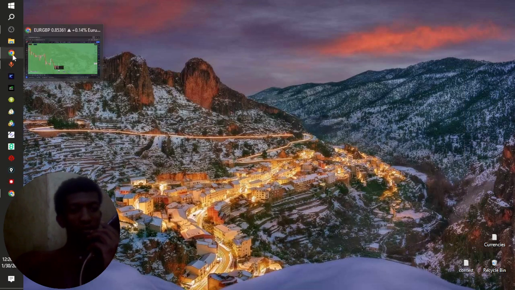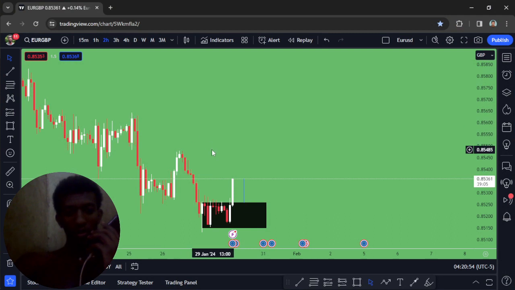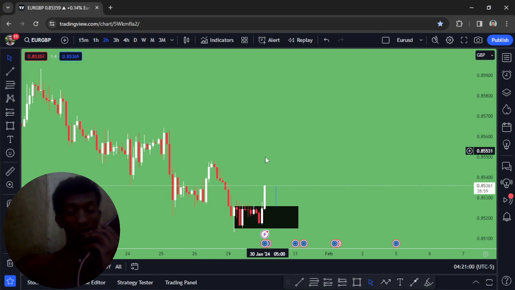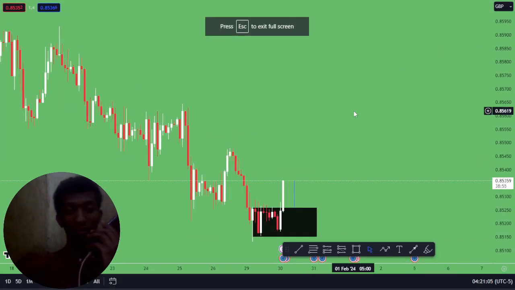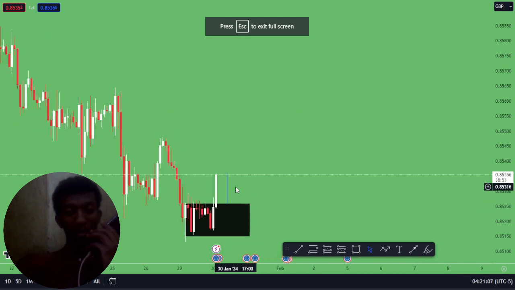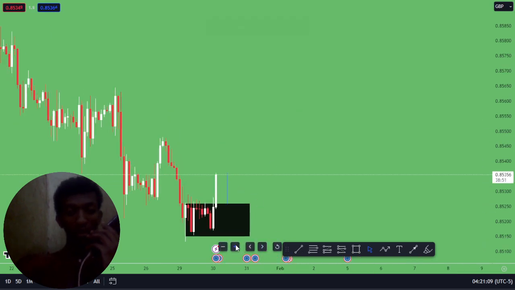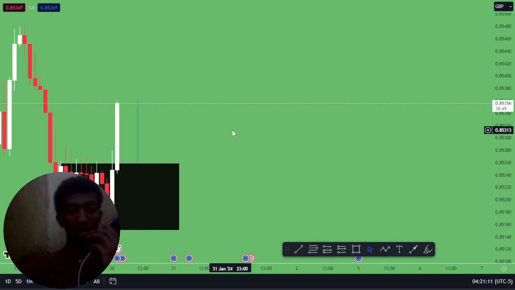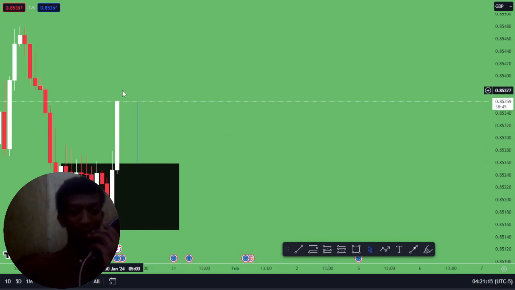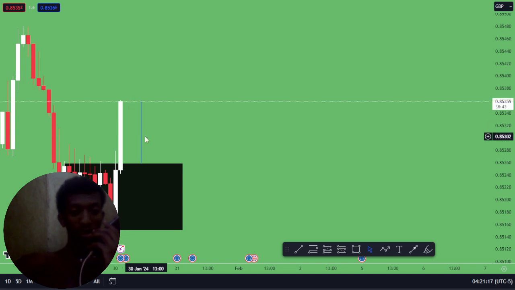Hello everyone, welcome back. Today in this video I'll show you a live example of how I entered a trade and made a profit. As you can see, this is euro pound. It is still moving up. Our TP is hit exactly right there. I put the TP and as you can see it is starting to pierce that level, right?